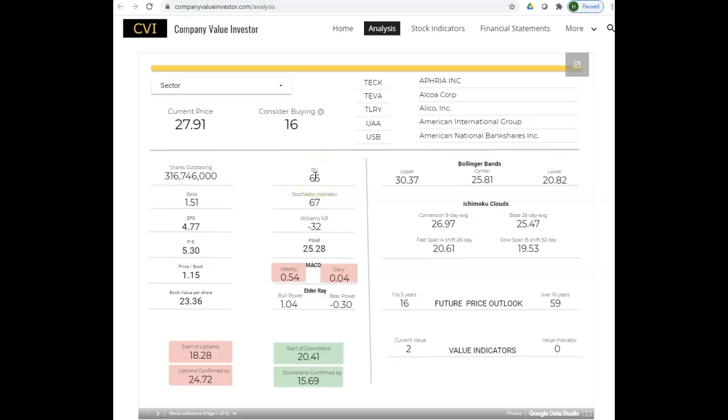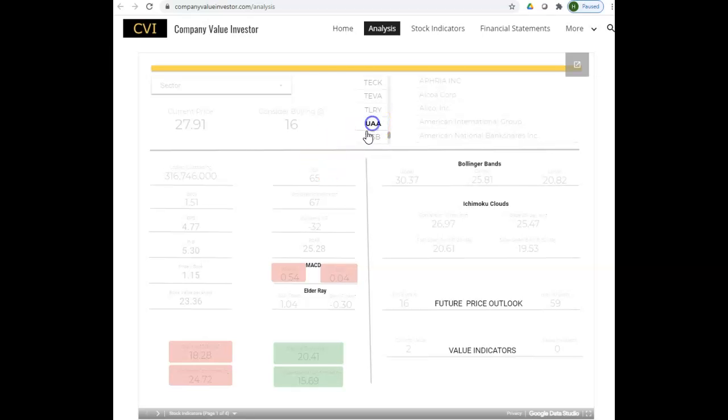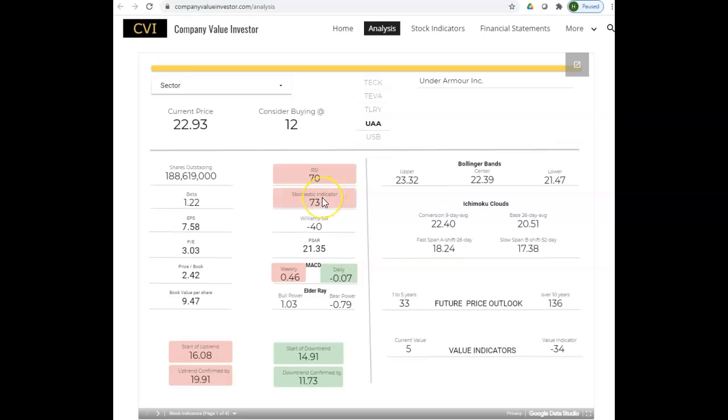Anything above 70 is considered overbought and the indicator turns to a red color. Overbought means that investors are buying the stock, demand is high, and the price is increasing, supply and demand.